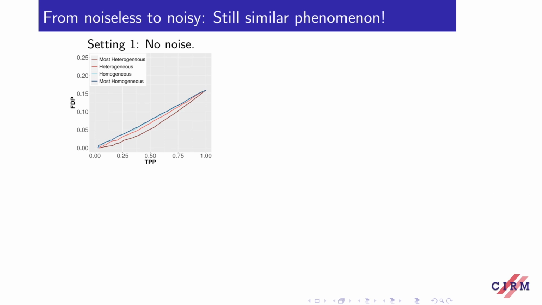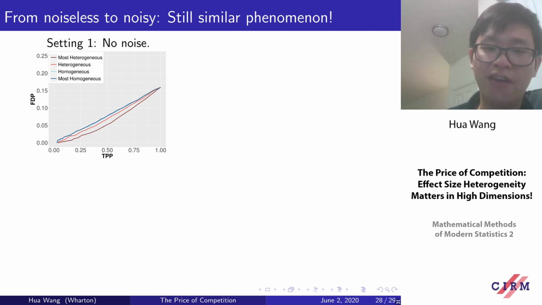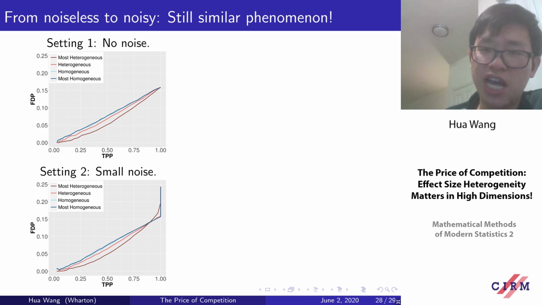So now let's relax the second assumption. We want to go from the noiseless to the noisy case and observe whether similar phenomena still hold. In setting 1, we still have no noise at all. And recall that we have this kind of plot where the most heterogeneous one is the best and the most homogeneous one is the worst. Now, let us inject some noise into it.